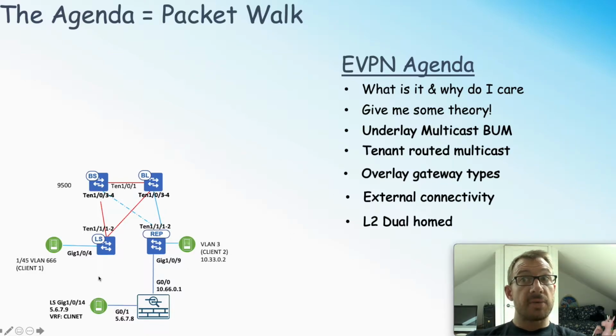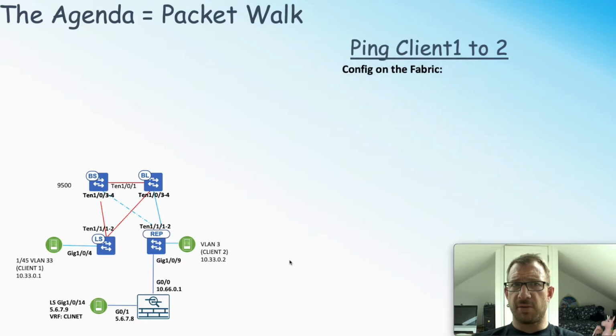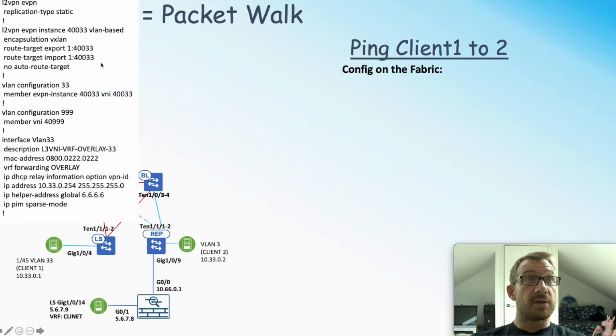So for today, we're just going to have a look at the flow of traffic for client 1 to ping client 2. This is VLAN 666 and VLAN 3. I think that's a typo. If I go to the next slide, let's go into 33. They're both in VLAN 33 from a fabric perspective, but we're going to validate this. So let's quickly take a look at the configuration of the fabric itself and what that looks like.